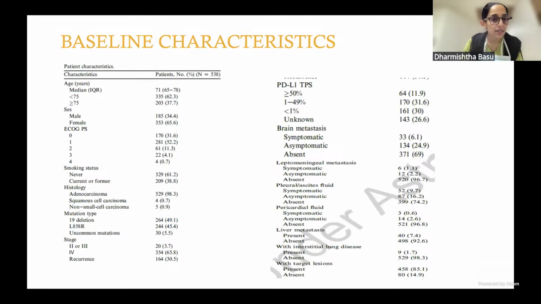Baseline patient characteristics show similar parameters as compared to the FLAURA trial and also as compared to the FLOWER trial that we have discussed earlier. 98.3% were adenocarcinomas, though squamous cell and non-small cell carcinomas were also included. There was a well-balanced distribution of patients between L858R and DEL19 mutation. Around 66% of the patients are stage 4, and brain metastasis is present in about 31% of the patients, where 6.1% were symptomatic at baseline.